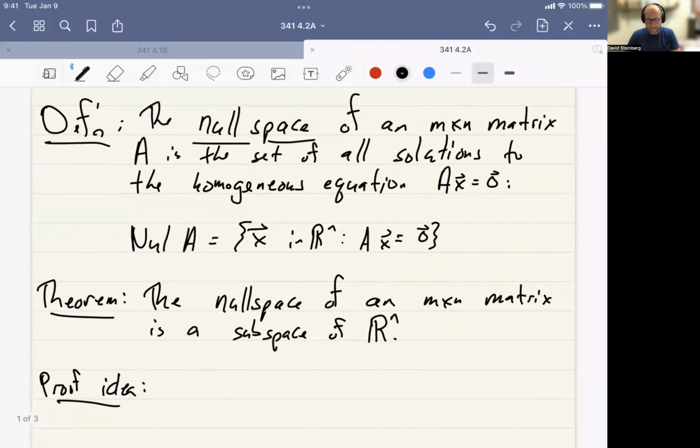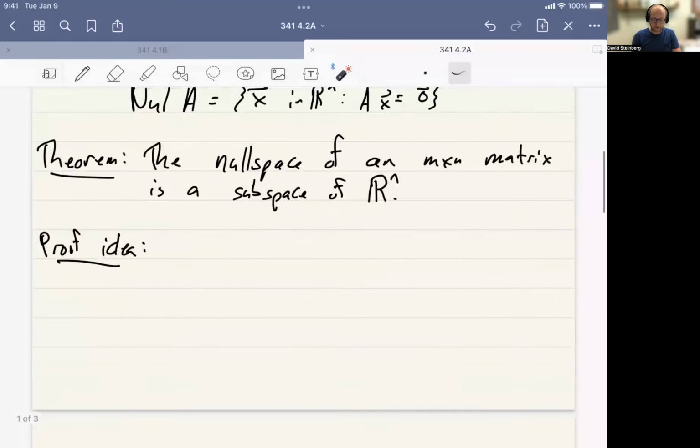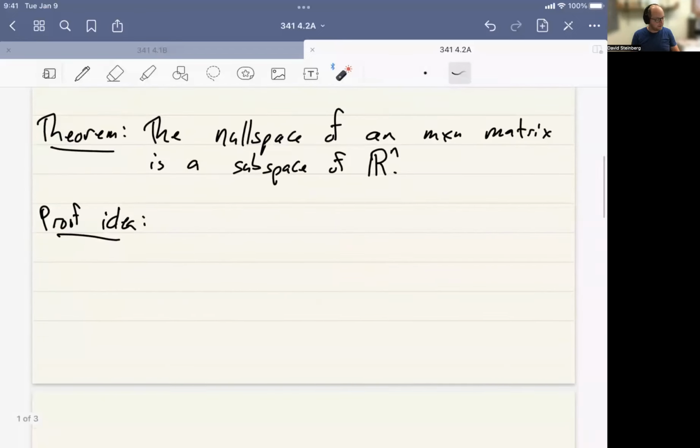The null space of an m by n matrix A is the set of all solutions to the homogeneous equation, our old friend. So the null space is all of the x in Rn with the property that if you hit them with the matrix A, they get taken to the zero vector. So the first theorem we come to is that the null space of a matrix is a subspace of Rn.